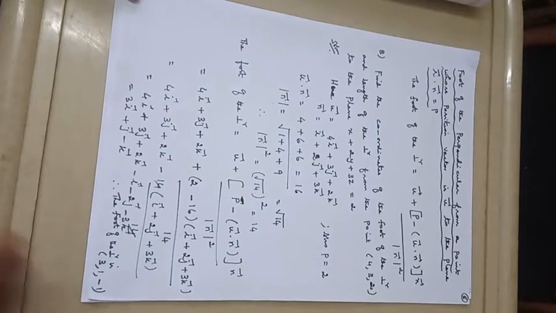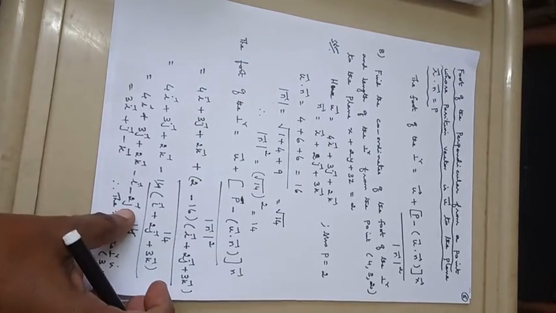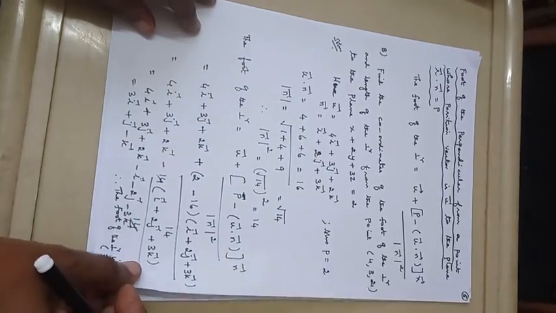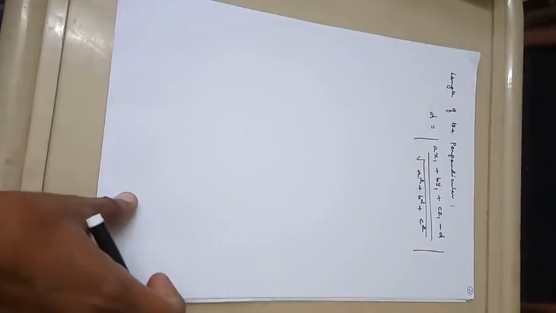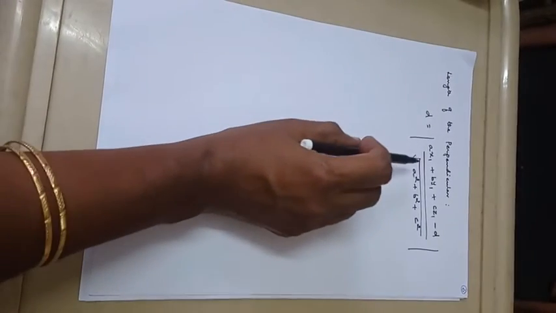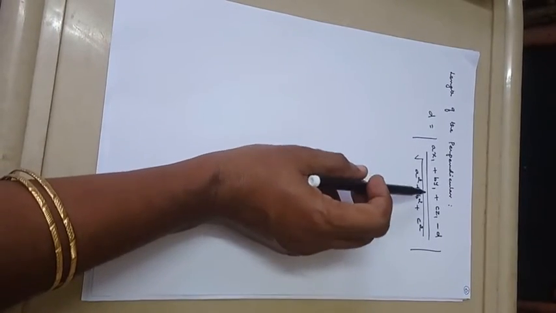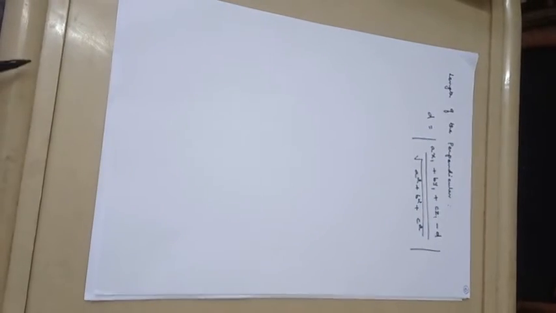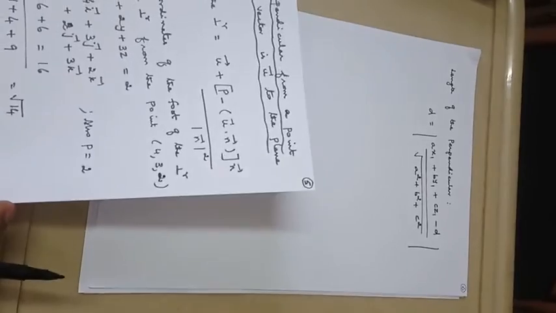If you put it in coordinate form, it is 3, 1, minus 1. Is it okay? Now there is another part of the problem. We are asked to find the length of the perpendicular from the point. The formula is d is equal to modulus of ax1 plus by1 plus cz1 minus d, by root of a square plus b square plus c square. We know this already. For this problem, you have to identify what a, b, c and d are.